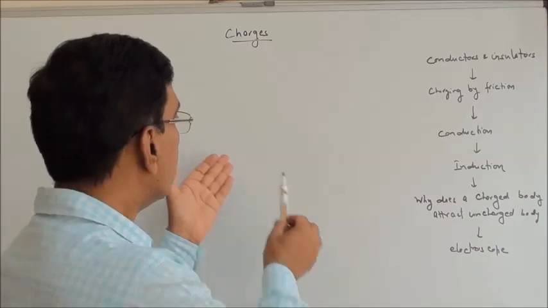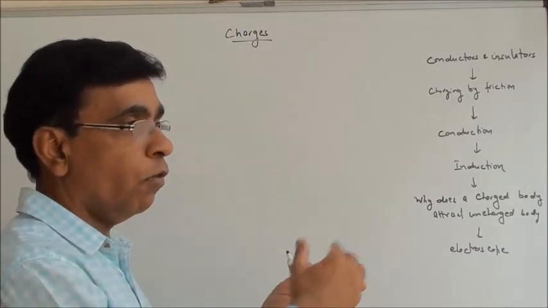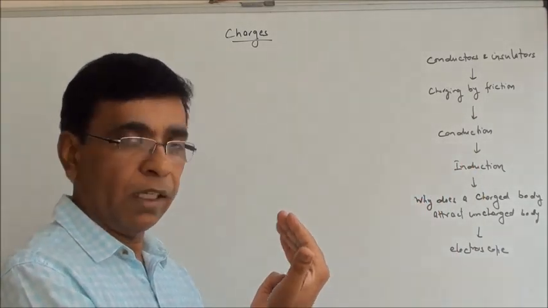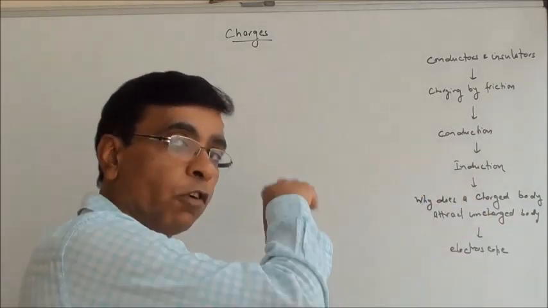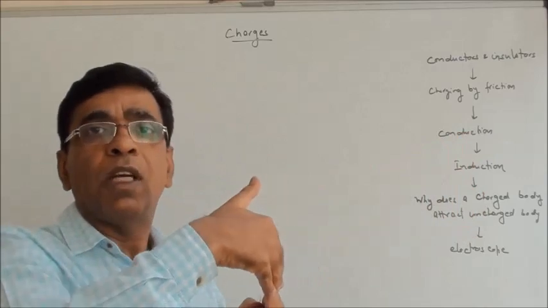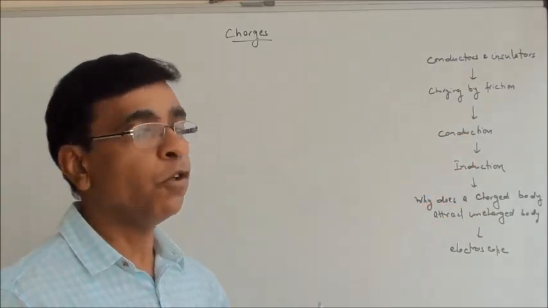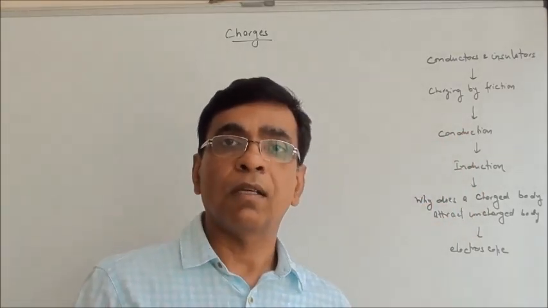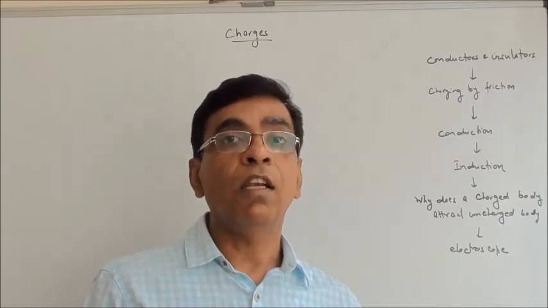In induction also, we got positive charge on this side, negative on this side, positive on this side for this particular example. Then there were free electrons, they move to that side. If we are using an insulator, then it won't happen.